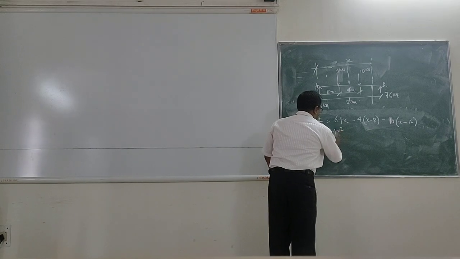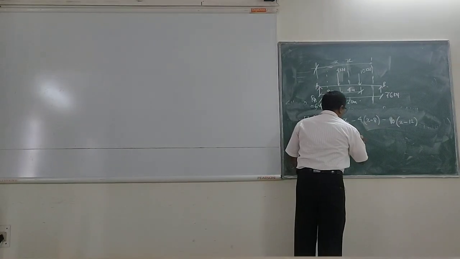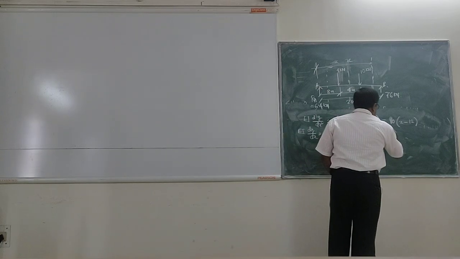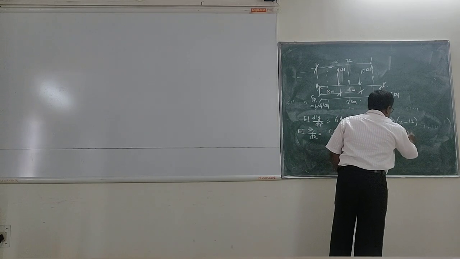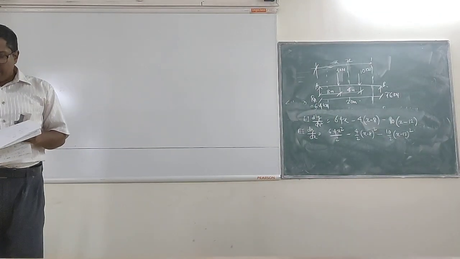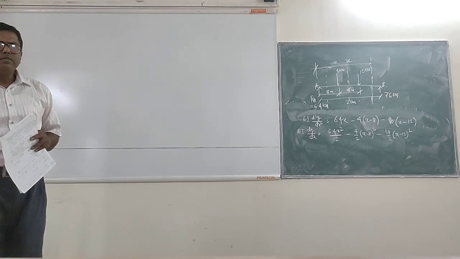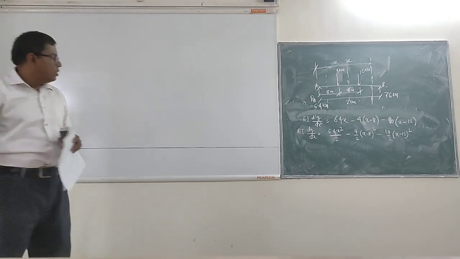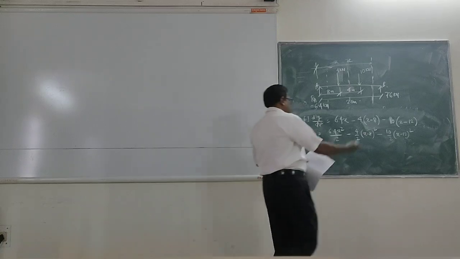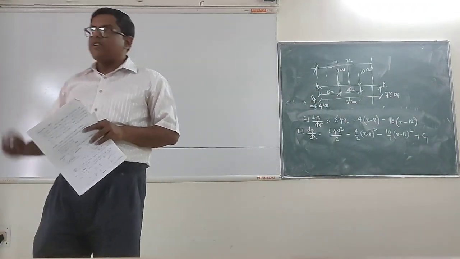6.4 x squared by 2 minus, how much will come? 4 by 2 into x minus 8 whole squared, minus 10 by 2 into x minus 12 whole squared. Am I right? Or have I written something wrong? Is it clear? Will anything else come with this? C1. So let's write plus C1. There will be a constant of integration coming, right? So this is the first integration.